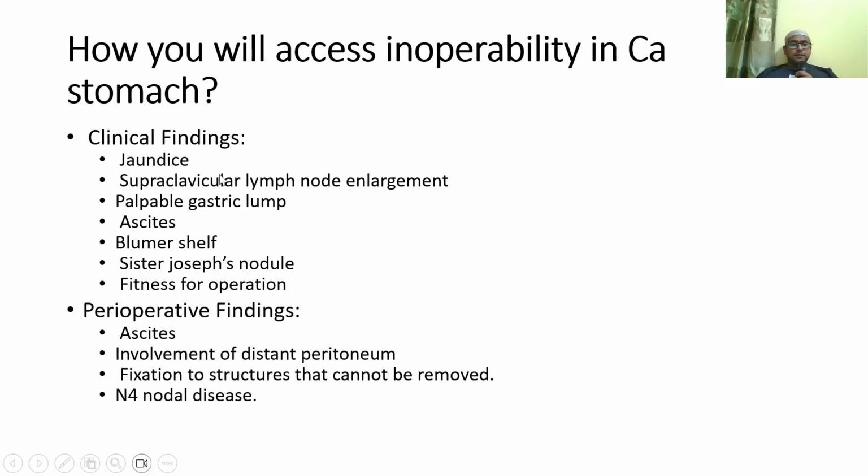The clinical findings are jaundice, supraclavicular lymph node enlargement, palpable gastric lump, ascites, Blumer's shelf, Sister Joseph's nodule in the umbilicus, and fitness for operation. If you see these signs in cancer patients, you must not go for operation because they are signs of inoperability.